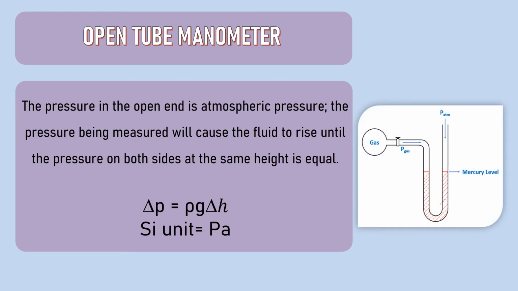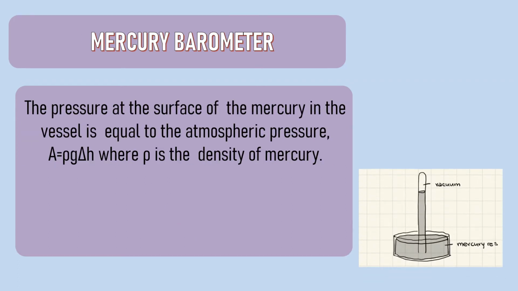Okay, the first one is open tube manometer, and below is the example. In an open tube manometer, the pressure at the open end is atmospheric pressure, and the pressure being measured will cause the fluid to rise until the pressure on both sides at the same height is equal. Formula: delta P equals rho g delta h, and the SI unit is Pa.